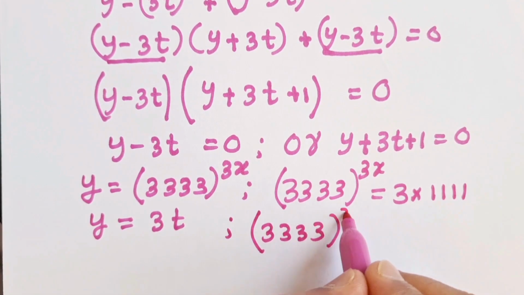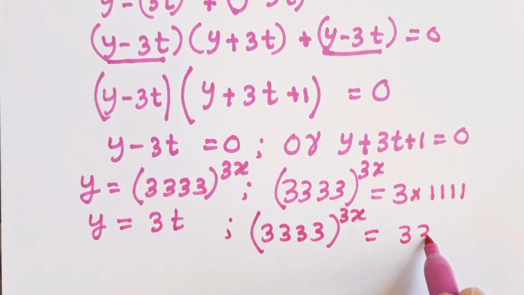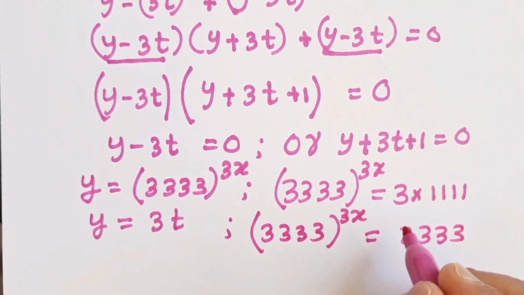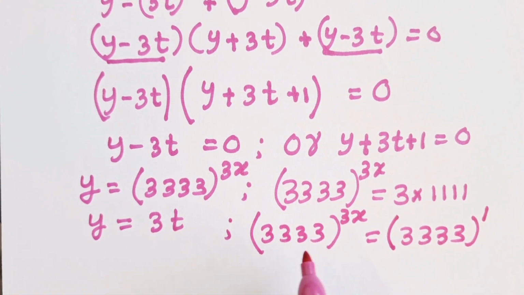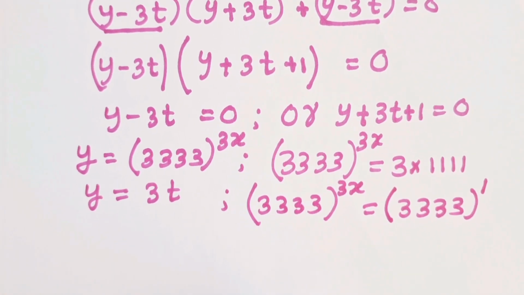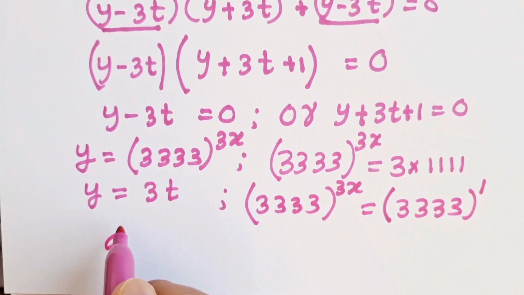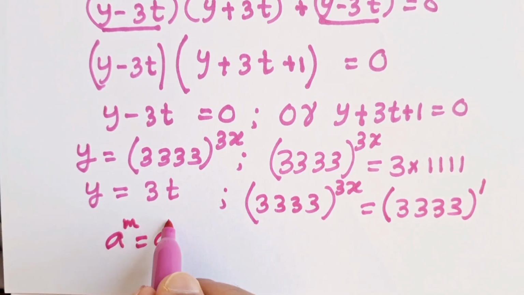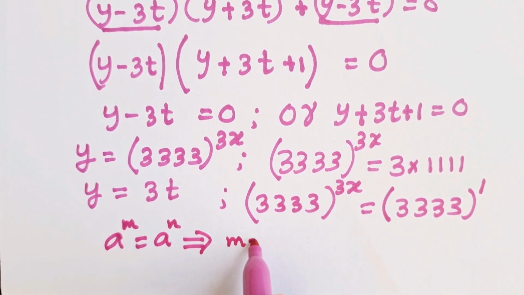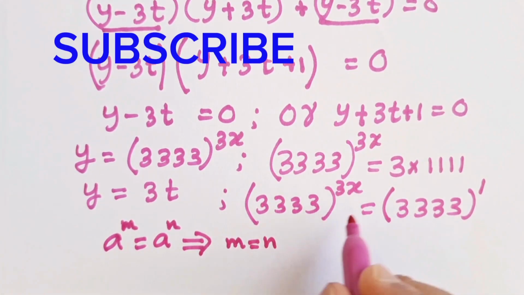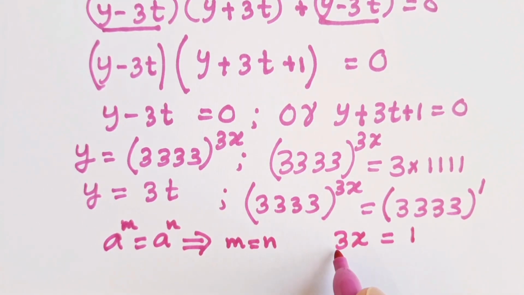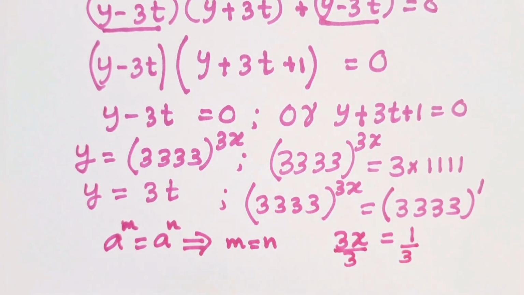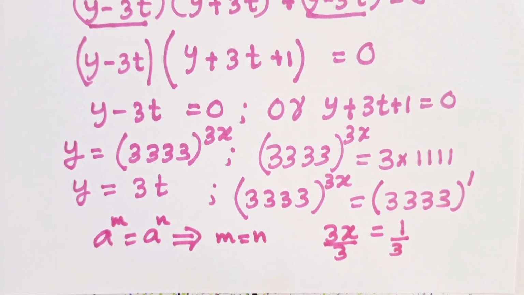So then we have 3333 to the power of 3 times x is equal to 3333, which can also be written as 3333 to the power of 1. According to the exponential rules, if a to the power of m is equal to a to the power of n, then m is equal to n. Similarly here, the base is the same, so we can take 3 times x equal to 1. So we have an answer for x now, which is x is equal to 1 over 3.